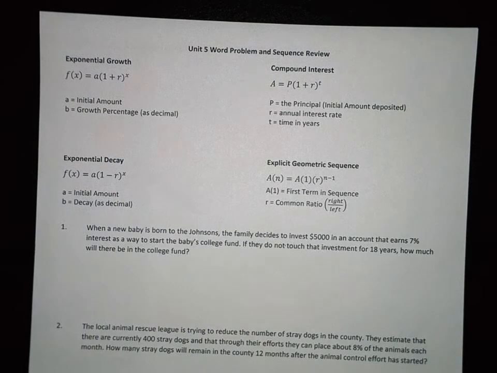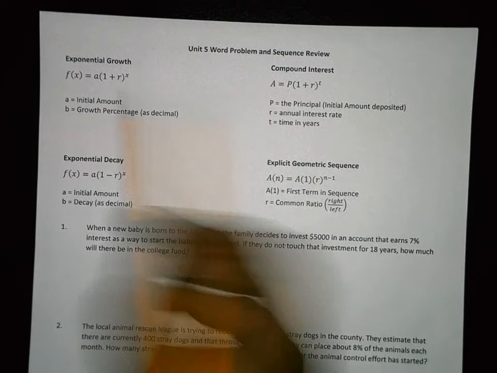It says, when a new baby is born to the Johnsons, the family decides to invest $5,000 in an account that earns 7% interest as a way to start the baby's college fund. If they do not touch that investment for 18 years, how much money will they have in the college fund? So the first thing I realized, it's exponential growth. So it's really an example of either one of these is the same.